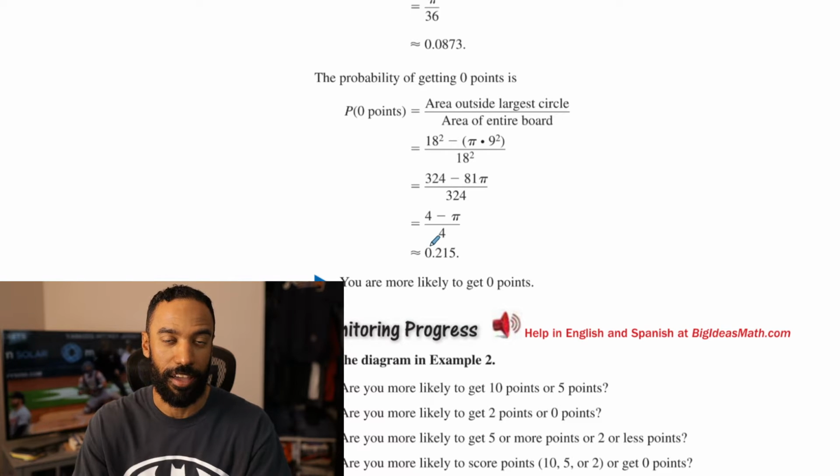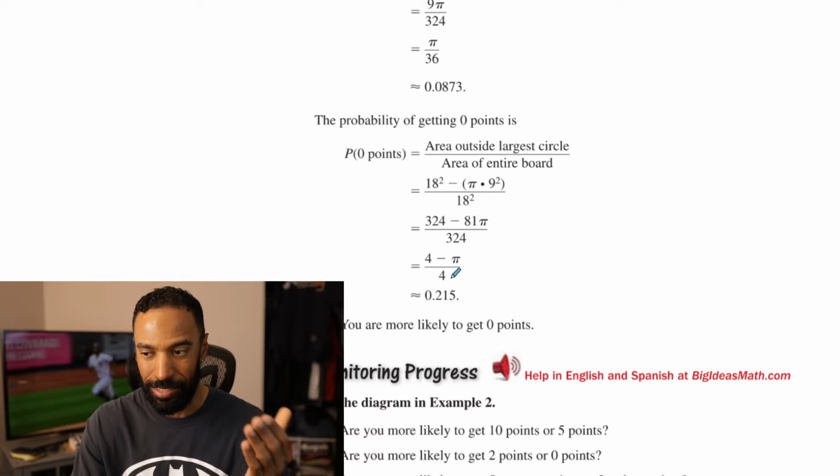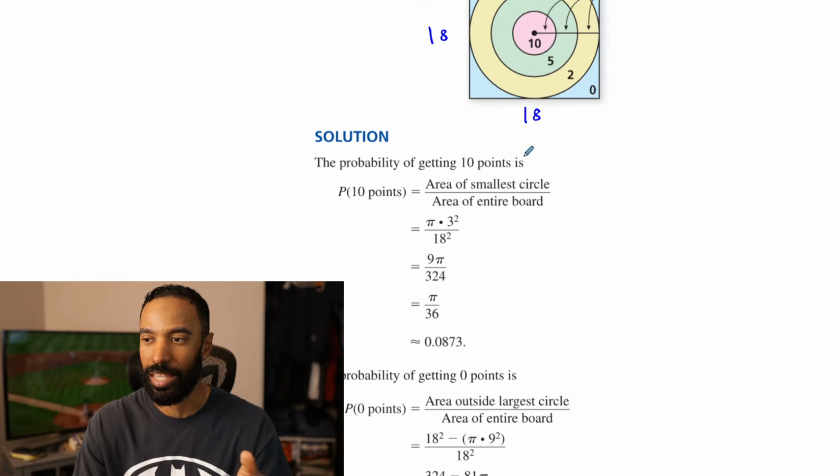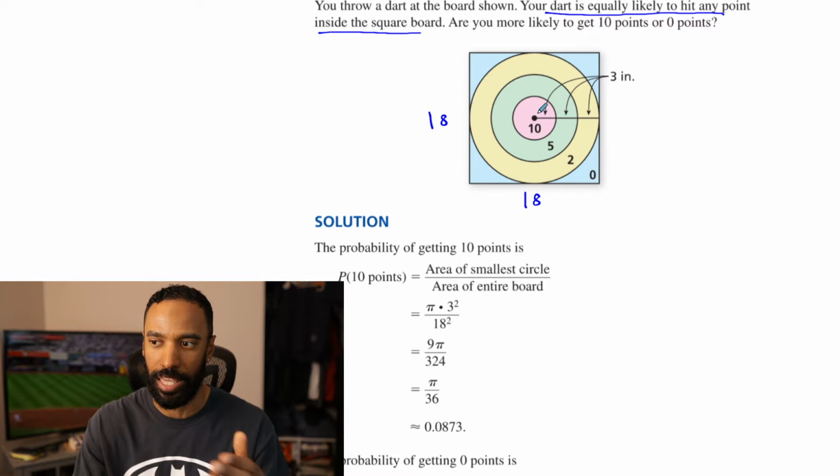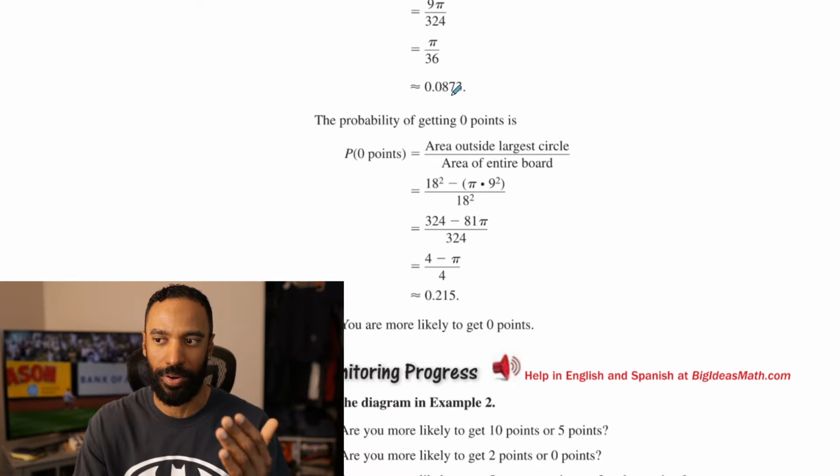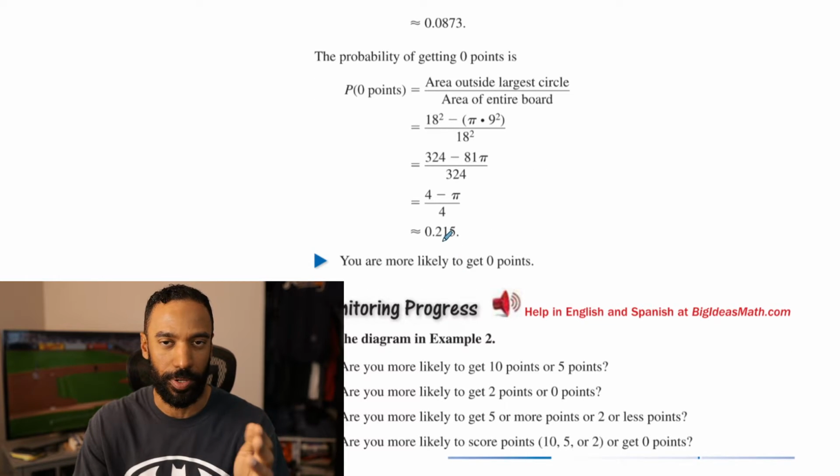That's about 21.5%, which means you are extremely more likely to hit this outer part and get 0 points than you are to hit the inner part and get 10 points, because this was around 9%, this is around 22%.